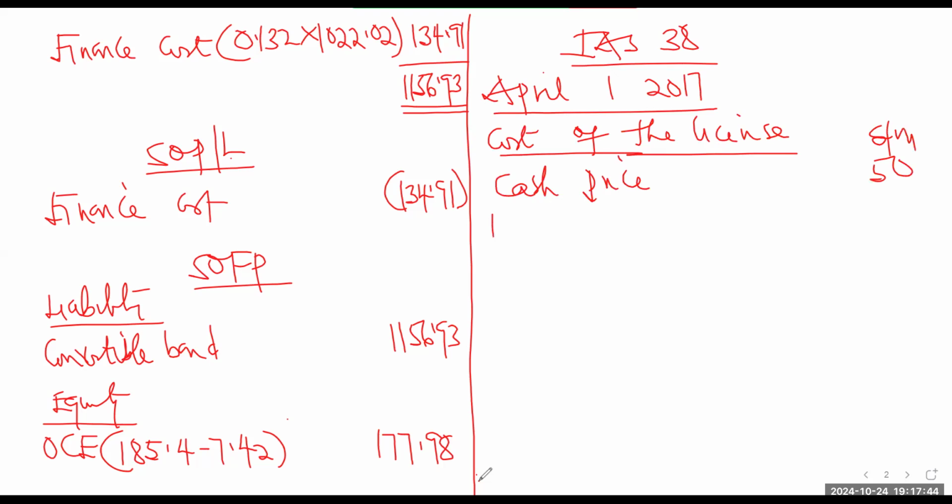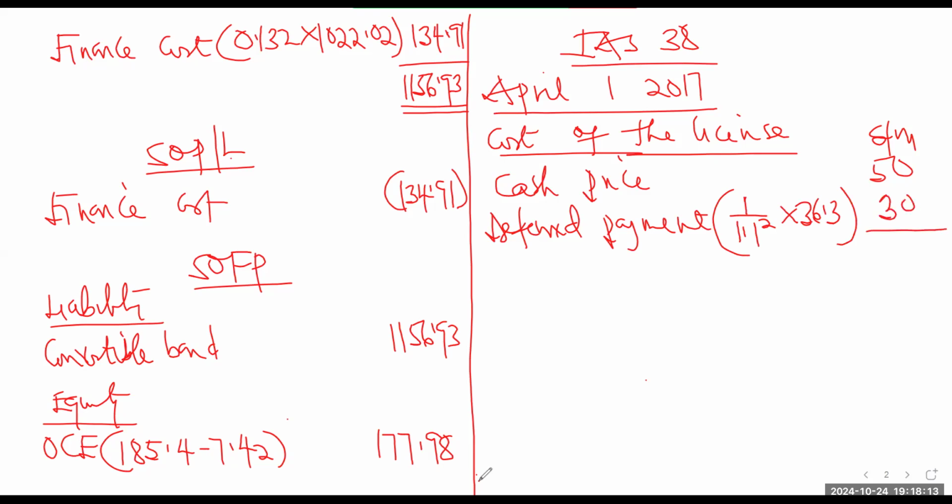Okay, then we come to the deferred what? Payment. Deferred payment, what it means is that it's having what we call what? Financing component. So you have 1 over 1.1 exponent 2 multiplied by 36.3. If you do it very well, you'll be having 30 million. So the value of the license that we are buying is what? Is 80 million. So we are paying cash and we're supposed to pay additional cash of 30 today.